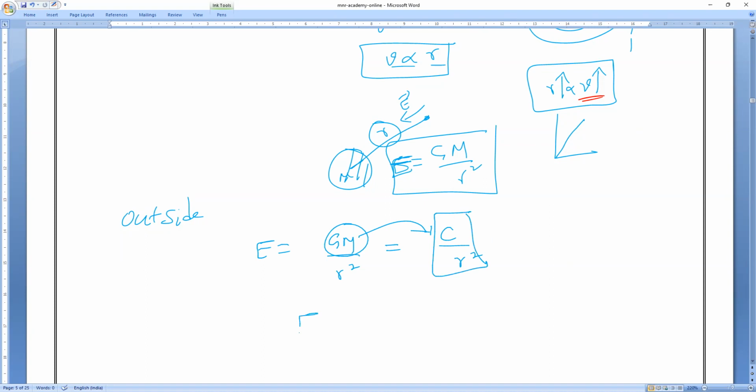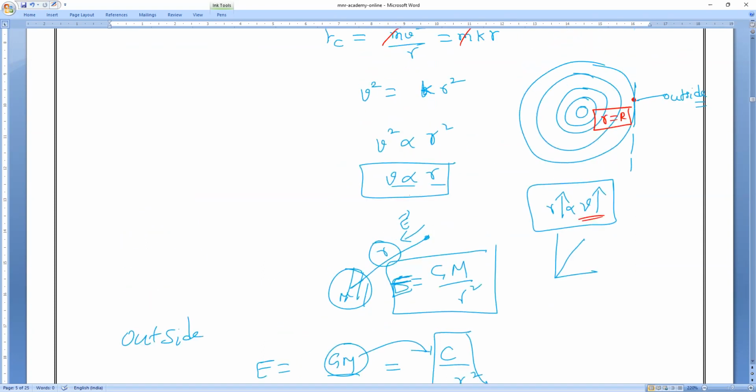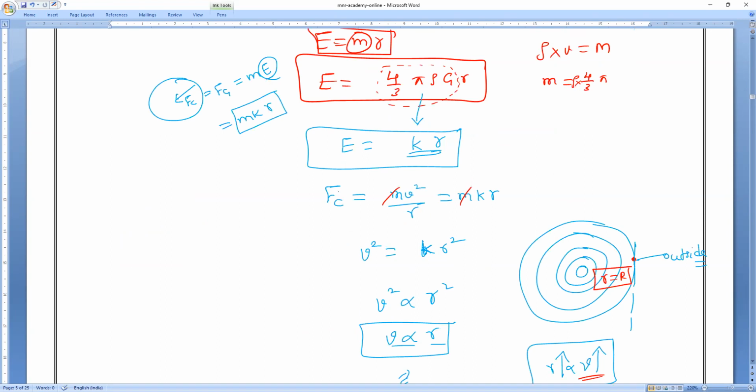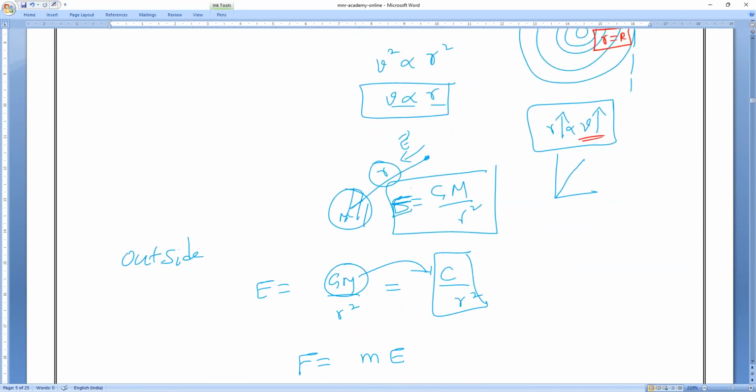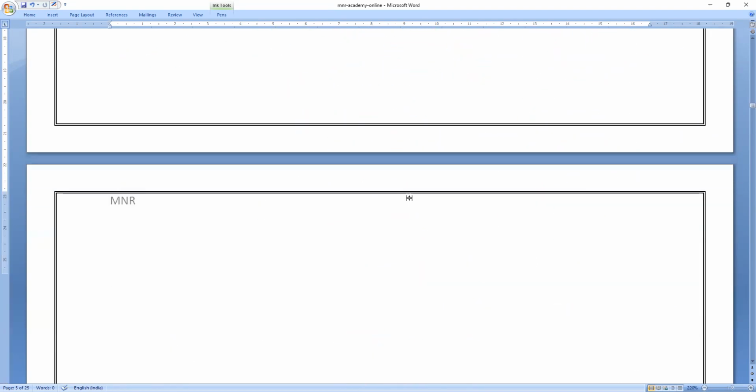Now we all know that F is equal to M into E. What is the F value? Check it, everybody. F is the centripetal force, or whatever you can take. What is the value? F is MV square by R. And the E value, we got something before. So F is equal to MV square by R.